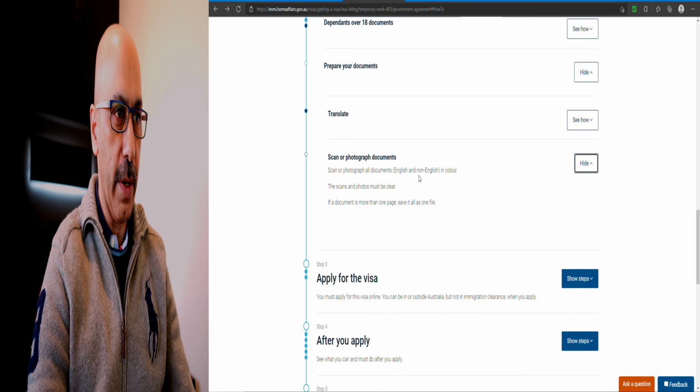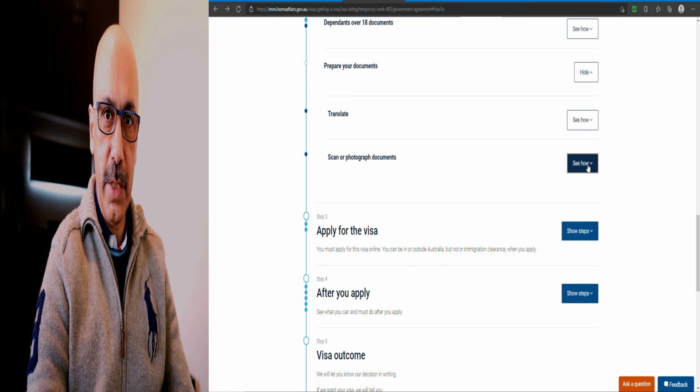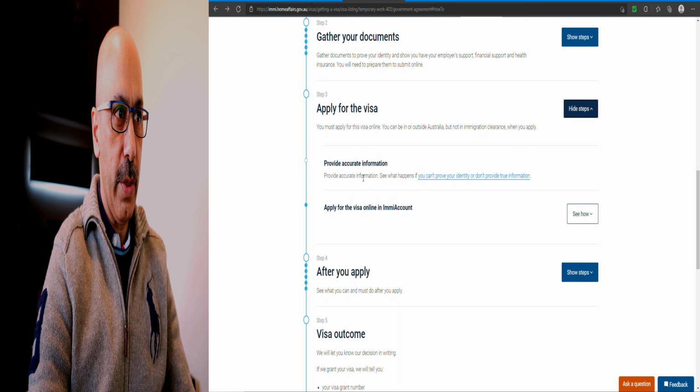Scan or photograph documents. Scan or photograph all documents, English and non-English, in color. The scan and photos must be clear. If document is more than one page, save it all in one file. All the documents you attach to your visa application form, make sure it has to be in color. Apply for the visa. Provide accurate information.